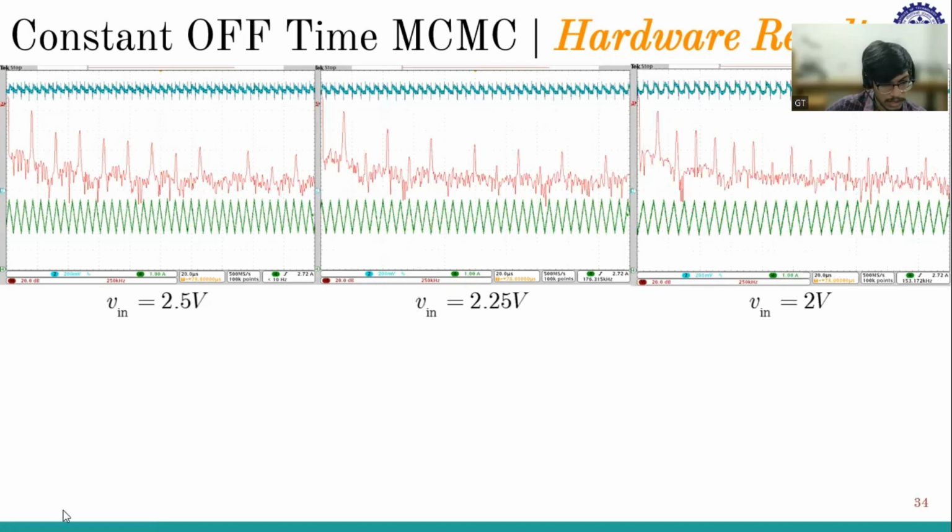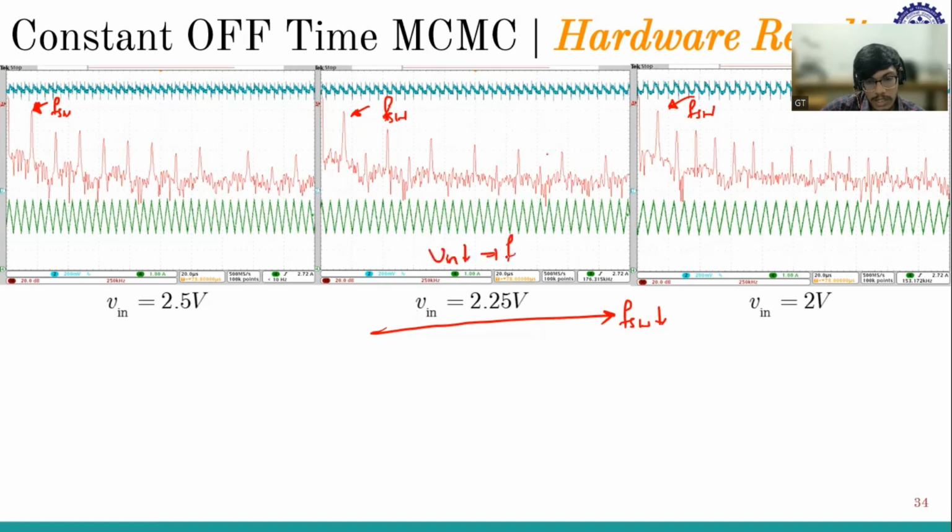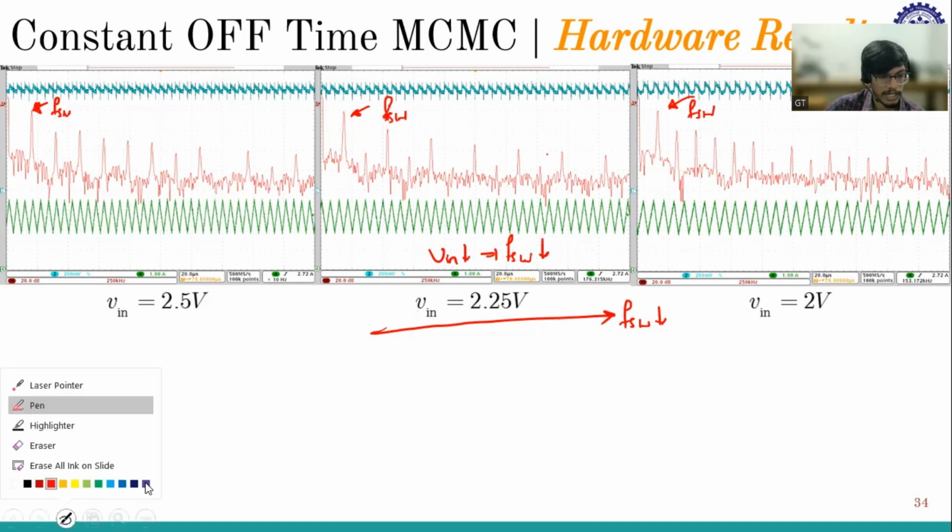here some different observation has been observed: as Vin is reduced, switching frequency is also reduced. If you see here, the main harmonic is at this point, and it is going left. This is the switching frequency. This is also switching frequency. And this is also switching frequency. So it is going left, which means it is decreasing. So if Vin is reducing, switching frequency is also reducing. So that is observed. Now we have to justify why it is happening.